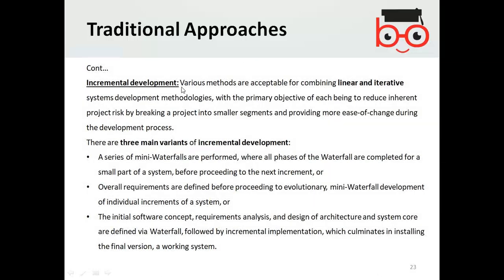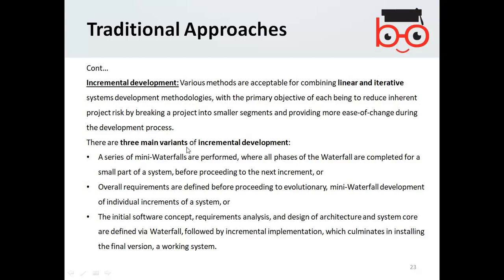Incremental development. The various methods are acceptable for combining linear and iterative system development methodologies, with the primary objective of each being to reduce inherent project risk by breaking a project into smaller segments and providing more ease of change during the development process.